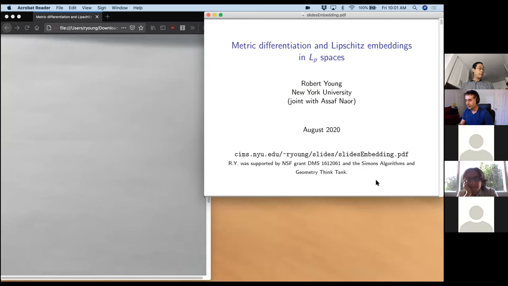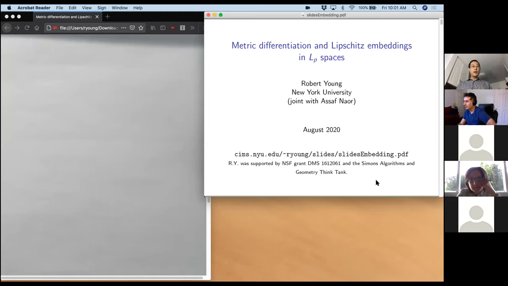So today I want to talk about Lipschitz maps from metric spaces to Banach spaces and how we can analyze these maps using ideas about differentiability. So the classical example is Rademacher's theorem. Rademacher's theorem tells you that if you have a Lipschitz map from R to R, then it's differentiable almost everywhere. Another way to say that would be to say that there are infinitely many intervals in the domain where that function is arbitrarily close to a linear map.